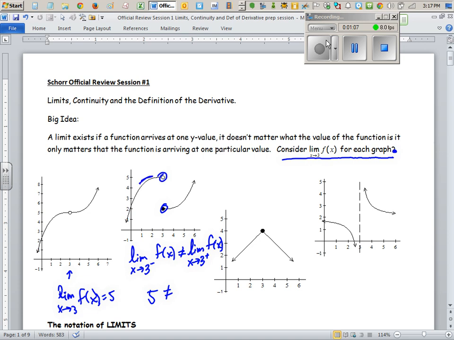So your limit means what are you approaching? On the left we're approaching y equals 5, on the right we're approaching y equals 2. And so we would say that the limit does not exist. This is one type of DNE. The next one, what's the limit on the next one there? 4. Yeah.